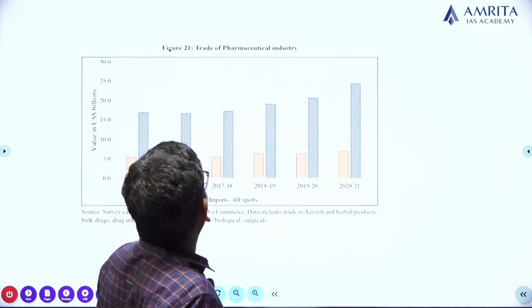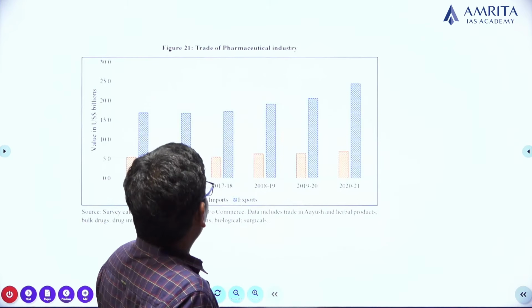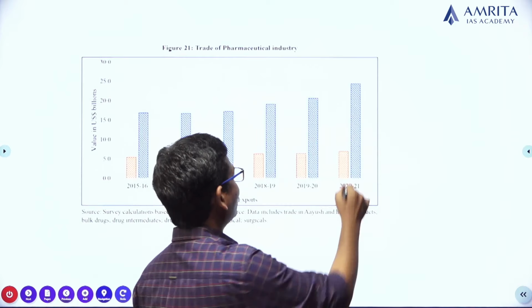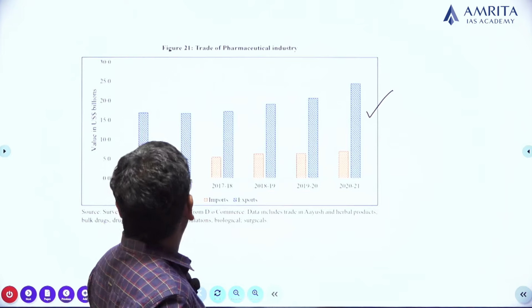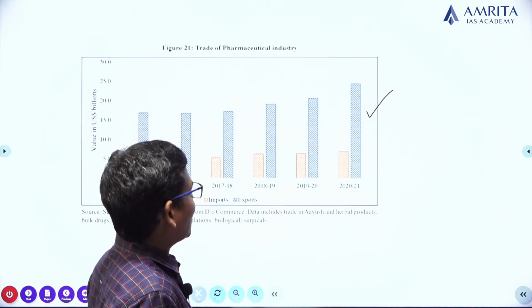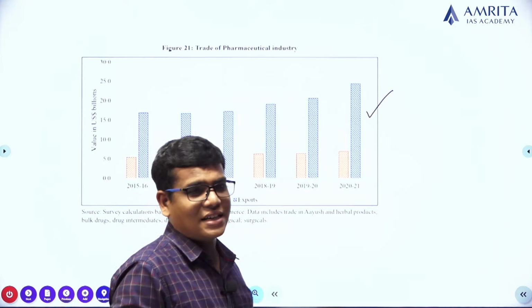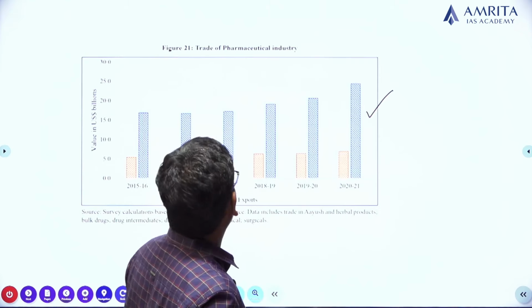Next, trade of pharmaceutical industry, imports and exports. We are doing well. The value is in US billion dollars, imports and exports. And you are all aware of India's strength in the pharmaceutical sector.